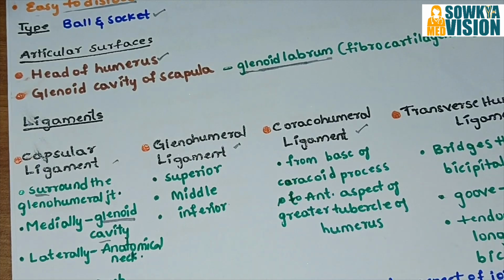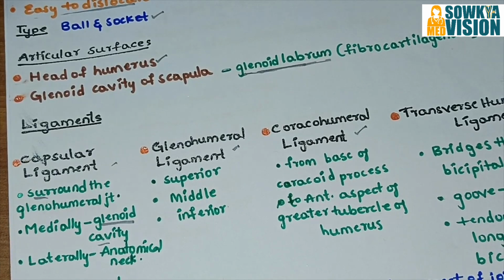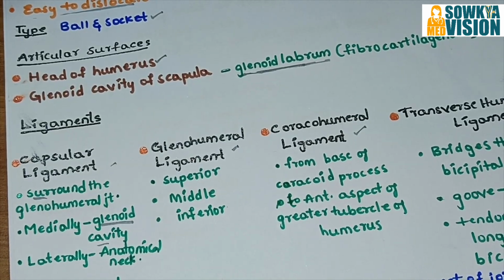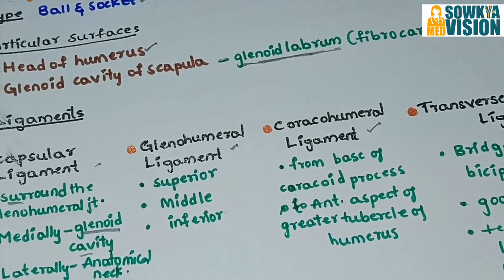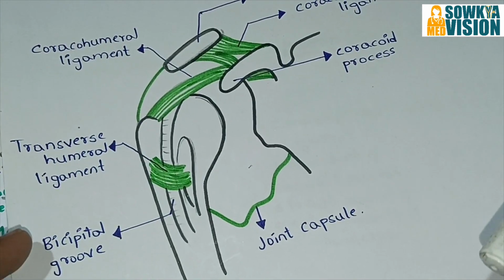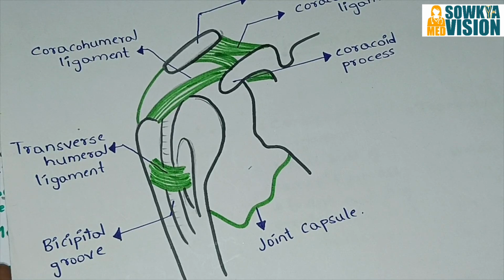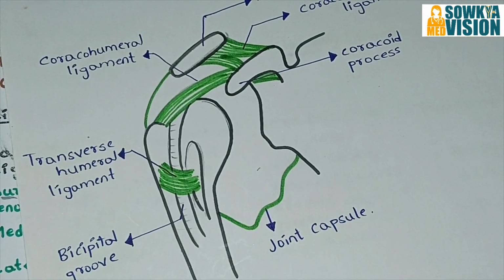So the next ligament is the glenohumeral ligament. What is the glenohumeral ligament? The ligament which extends between the glenoid cavity and the humerus. Yes, it is extended between the glenoid cavity and the humerus. Here we see, the glenohumeral ligament is present from the glenoid cavity to the humerus, the head of the humerus.